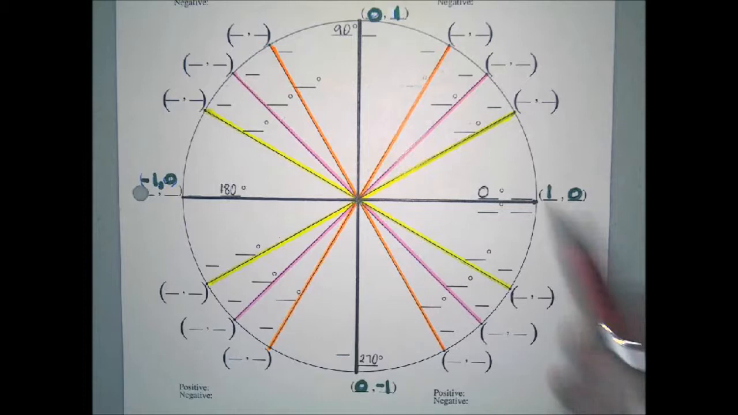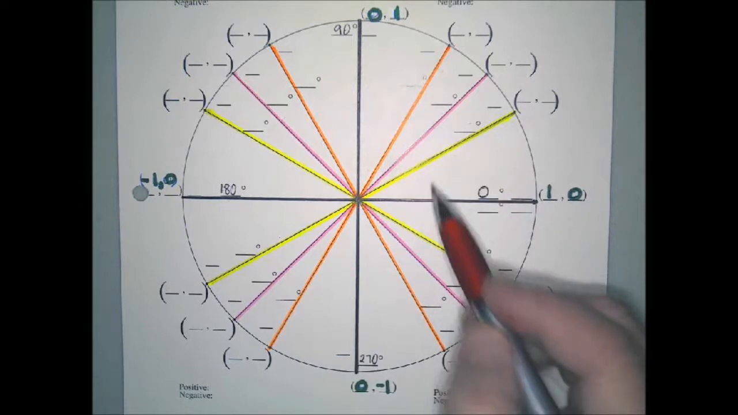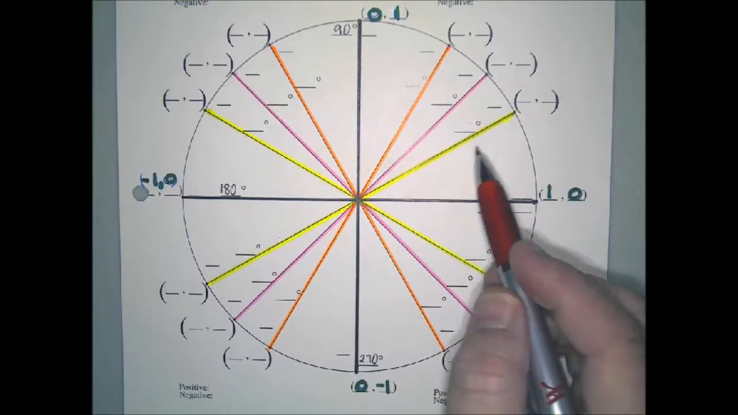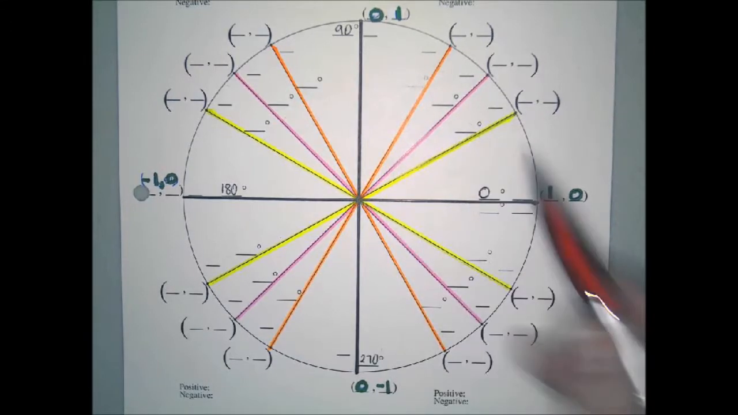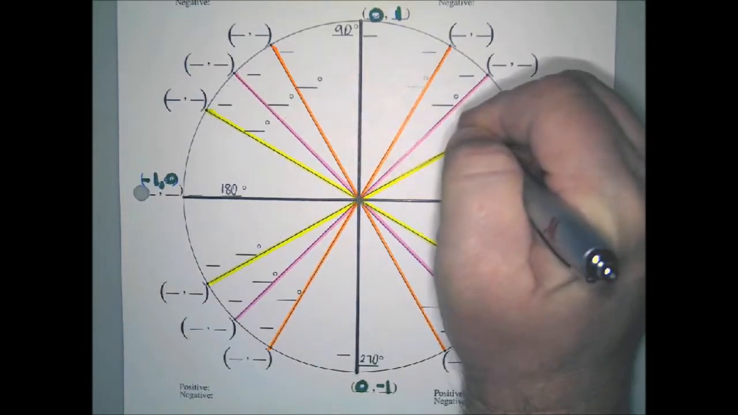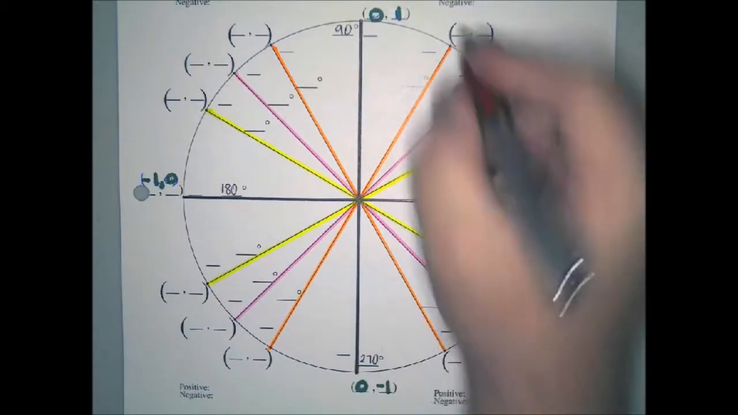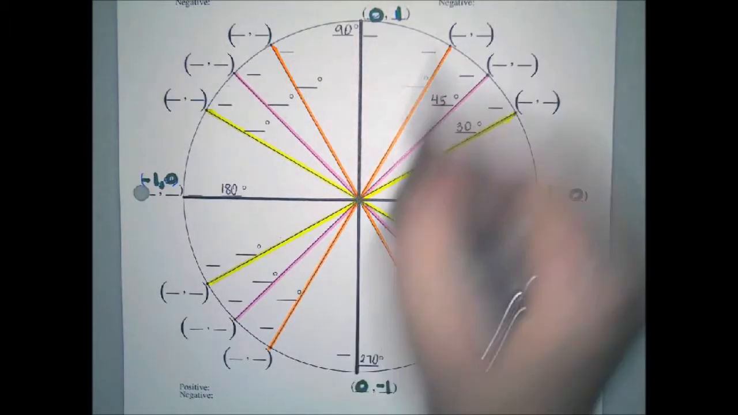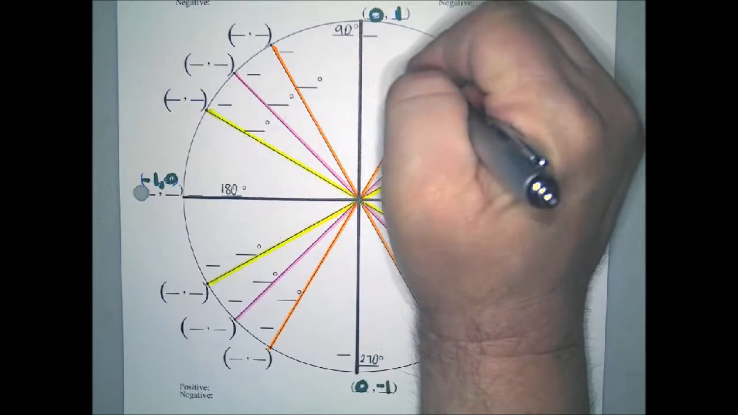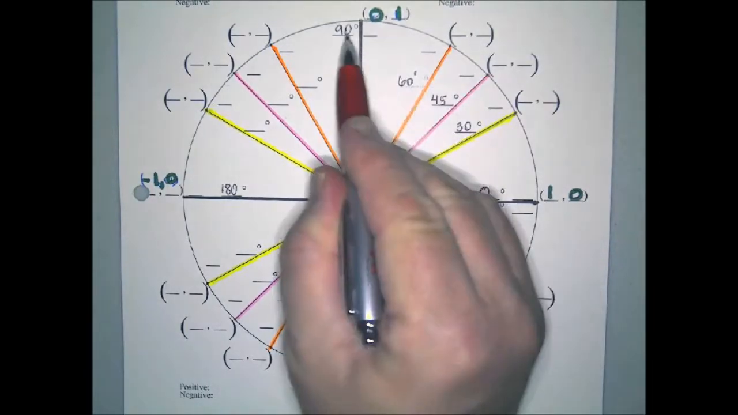Now, what about the in-betweens? Well, remember in Objective 1, we looked at the special right triangles: 30-60-90 and 45-45-90. Well, this is the 30-degree special right triangle right here. So we're going to put 30 right there. This is the 45-degree angle right here. And this is the 60-degree angle. So you can see the progression, 30, 45, 60, up to 90.